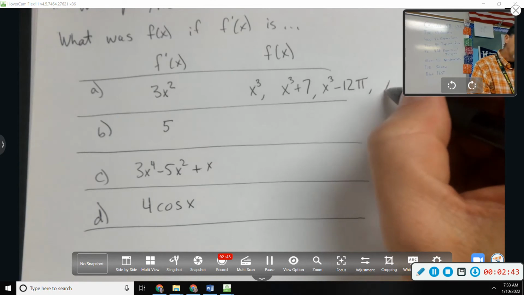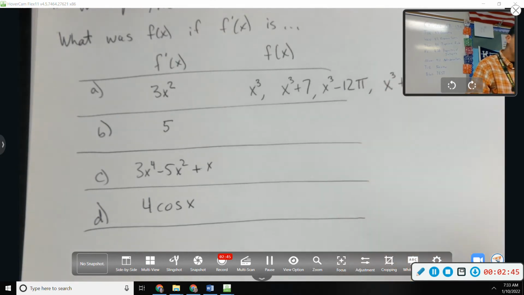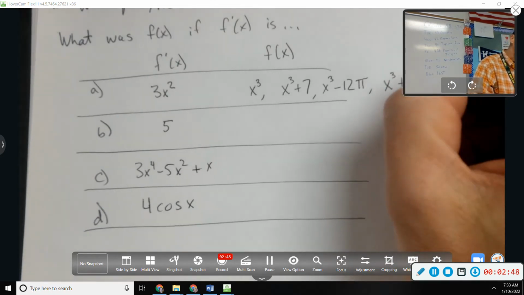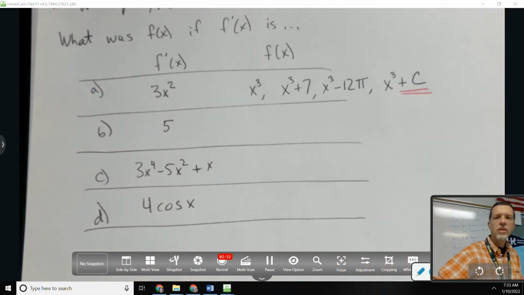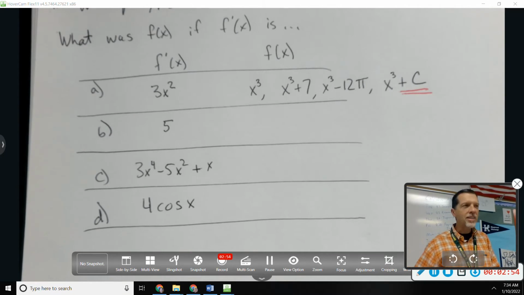And so to handle that, when we take antiderivatives, we're always going to have a plus c at the end, because we don't really know. There could have been a constant that went away when we took its derivative.